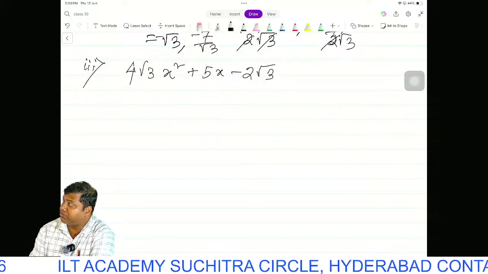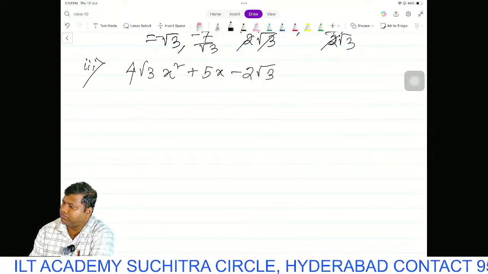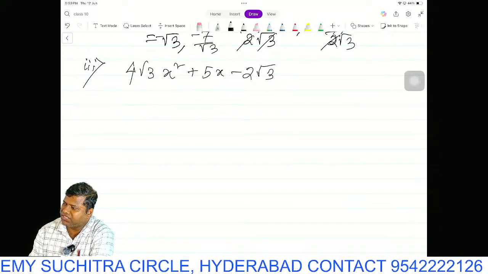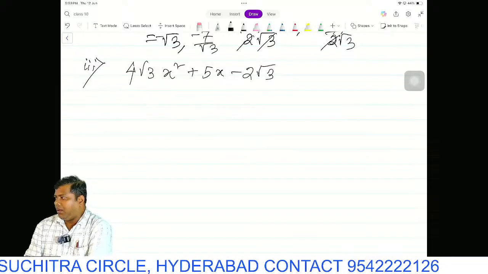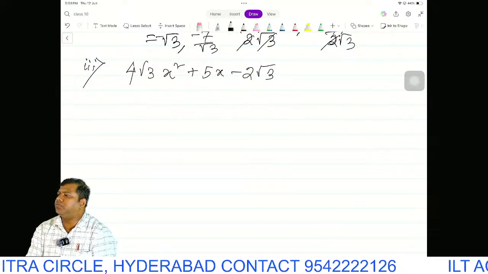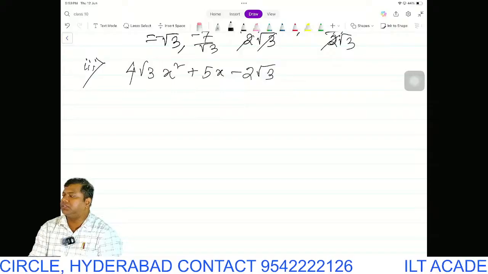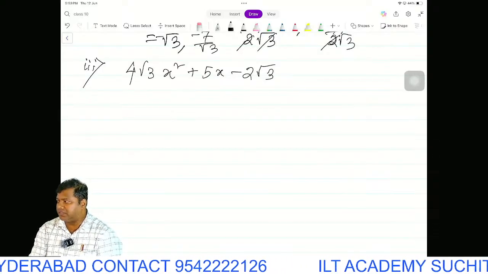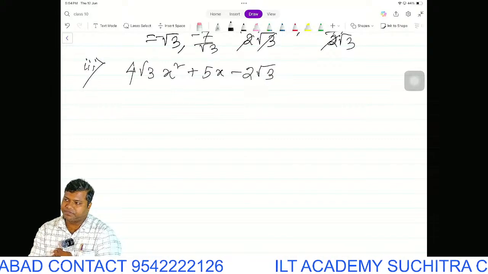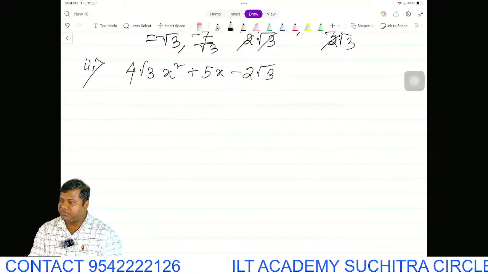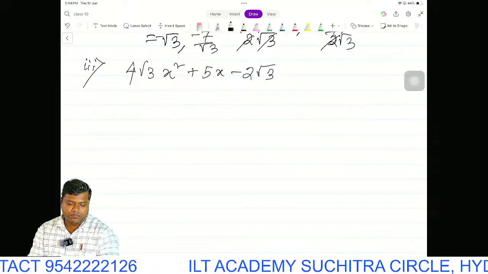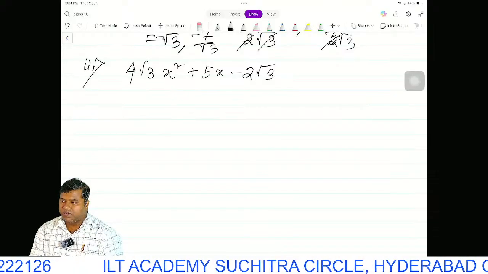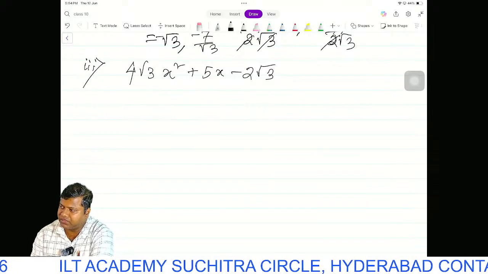Why 8? 8 3s are 24. That is easy. Here also we can get the factors easily. What are the factors? 8 and minus 3. Done? Okay? So directly I can write the factors.